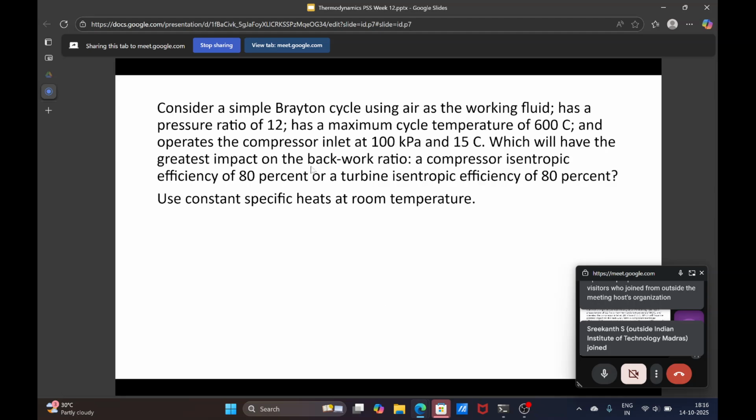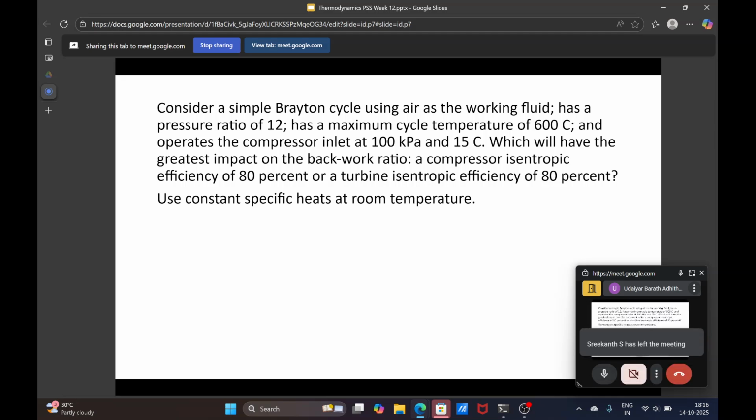Now we look at the Brayton cycle. The Brayton cycle is similar to a Carnot cycle, but instead of constant temperature processes, you have constant pressure processes happening. This is a gas-driven cycle. You have isentropic compression, then isobaric heat addition, then isentropic expansion, and then similarly isobaric heat rejection. So that is your Brayton cycle.